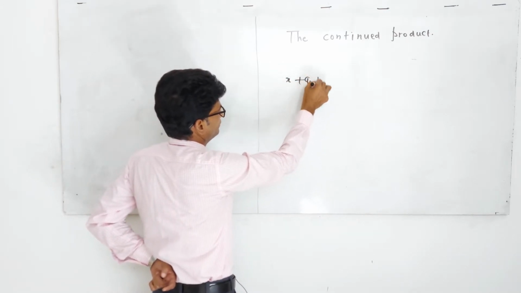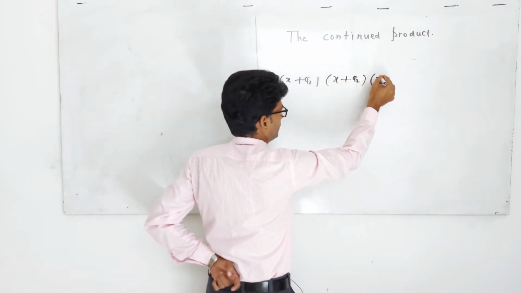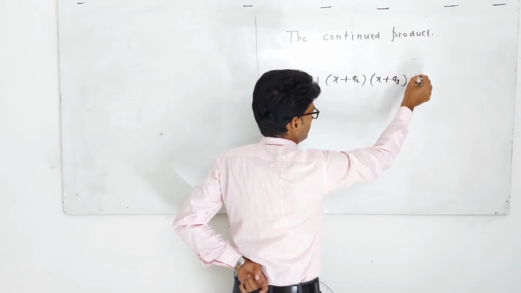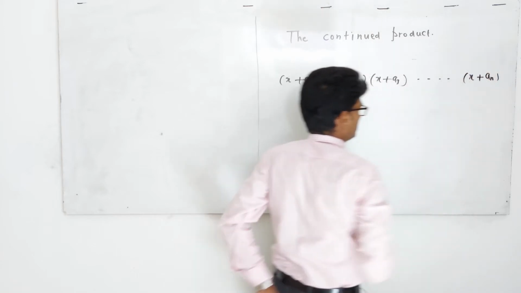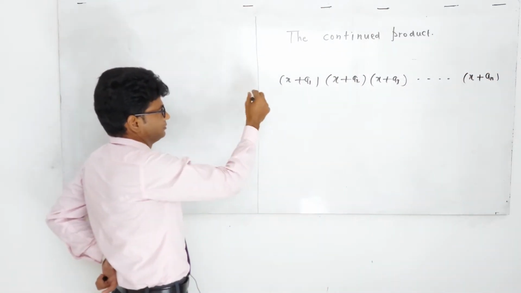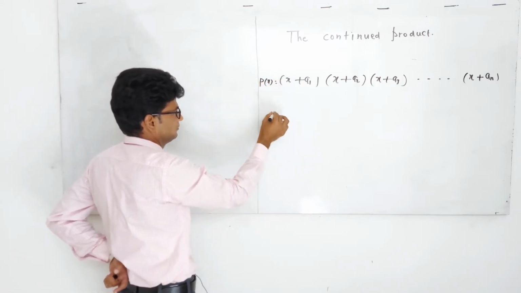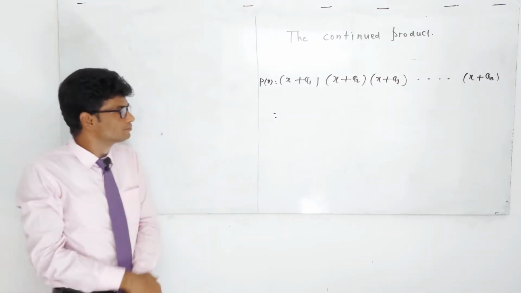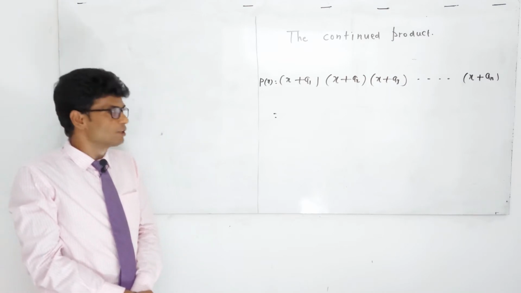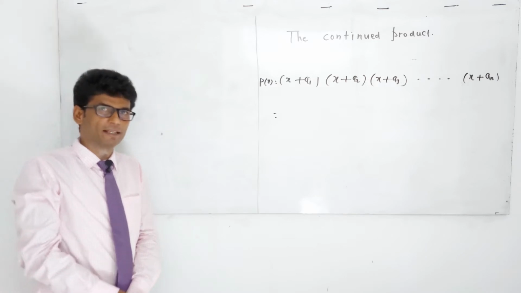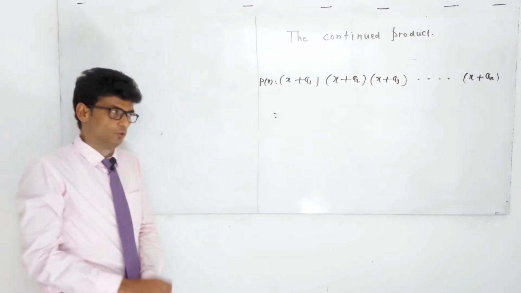x plus a1, x plus a2, x plus a3 to x plus an. Say it is p of x. Now we want to multiply this one. Before multiplying this one, we are going to take a simple example. Look at here.